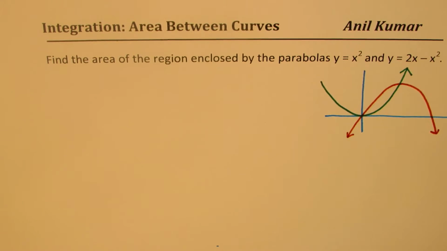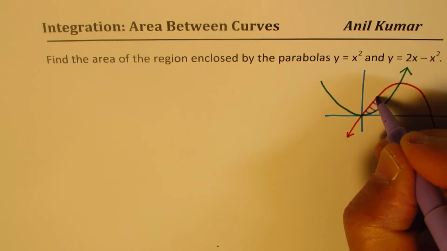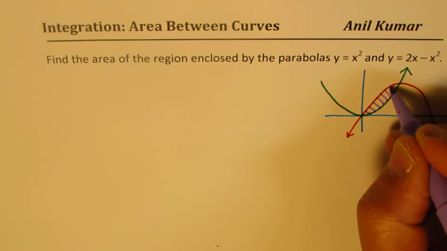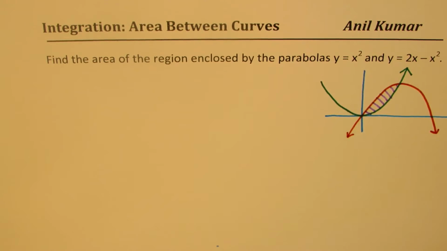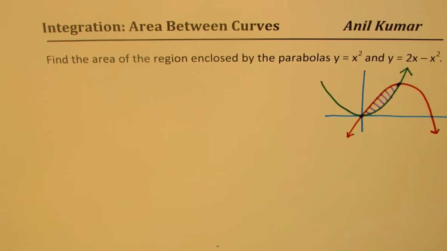Area between the curves, we need to figure out what this area is, right? So this is what we need to find. We have two functions here, and we need to find the area in between these. So what we need to figure out is the point of intersection. First thing, point of intersection. So let's find the point of intersection first.